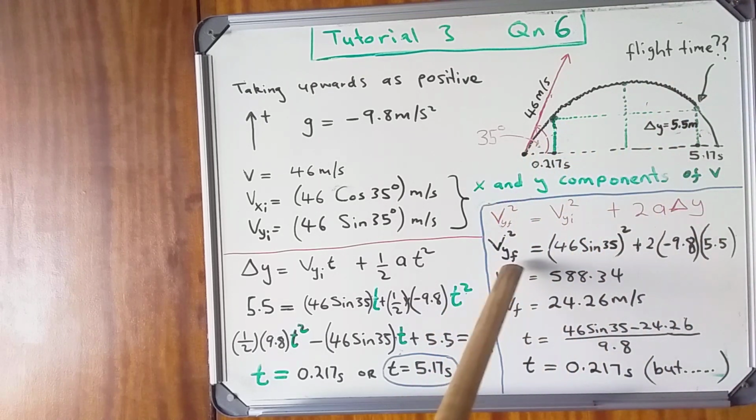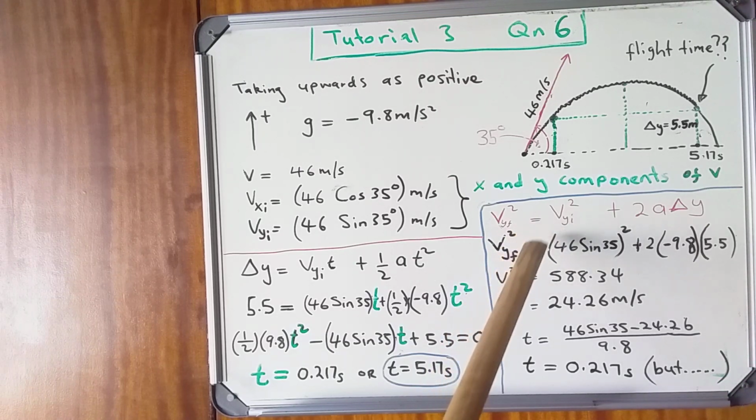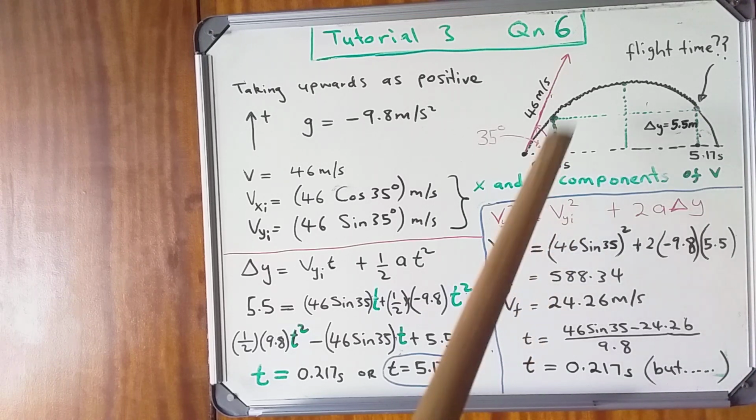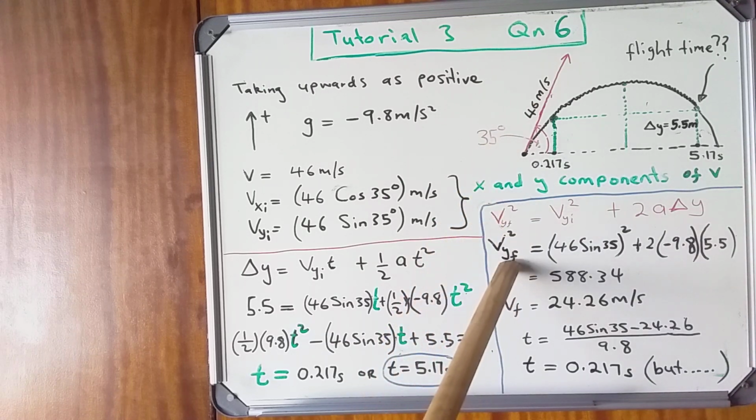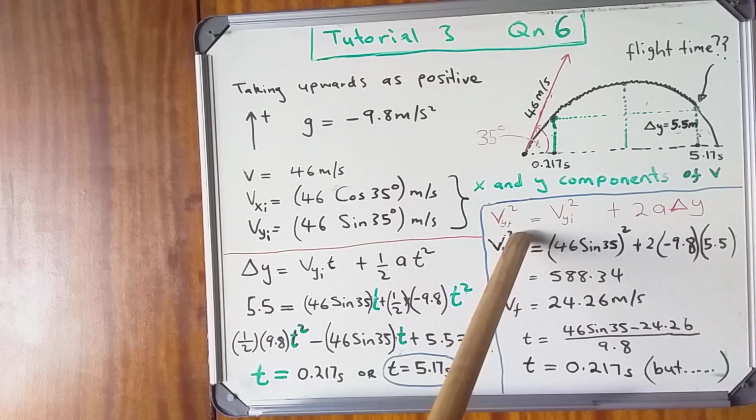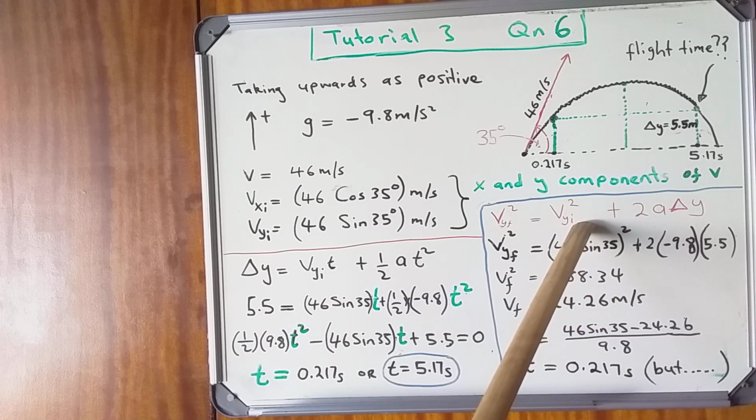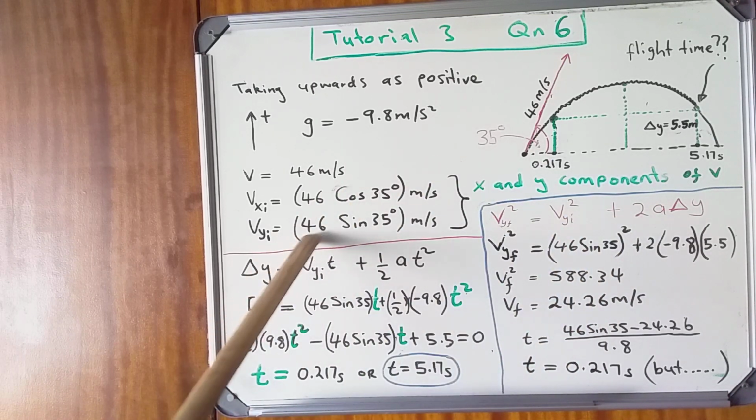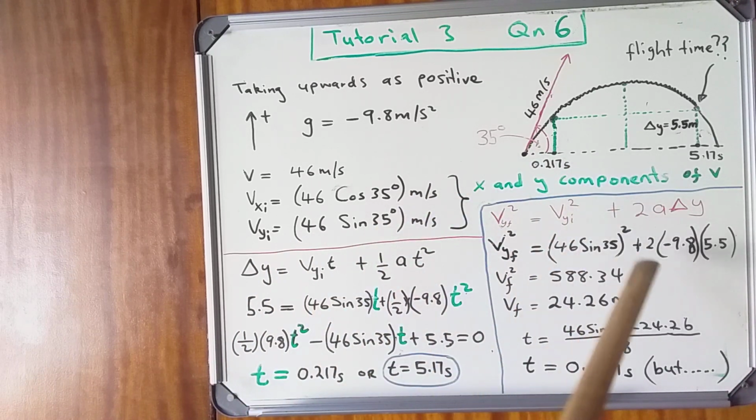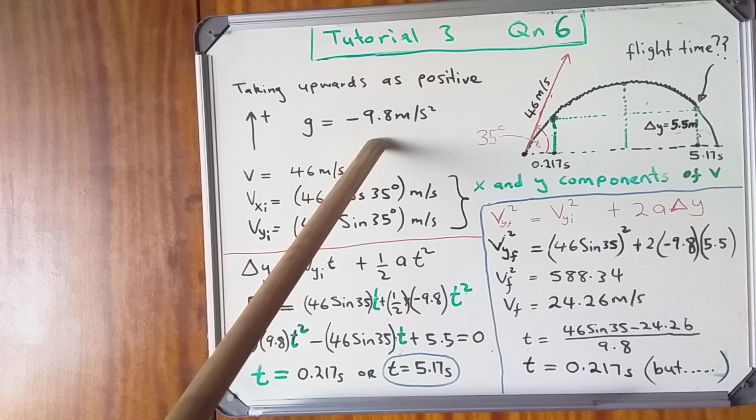Okay, so when we calculated, we substituted the value of vyf, which means the final velocity in the y direction. So we are talking of the final velocity in the y because this is a two-dimensional problem. So you must specify whether it is in the x or in the y. So this is the final velocity in the y direction, squared, is equal to the velocity in the y initially at this point, which is 46 sine 35. You square it, plus 2 multiplied by acceleration, which is that one. Okay, you plug in there.